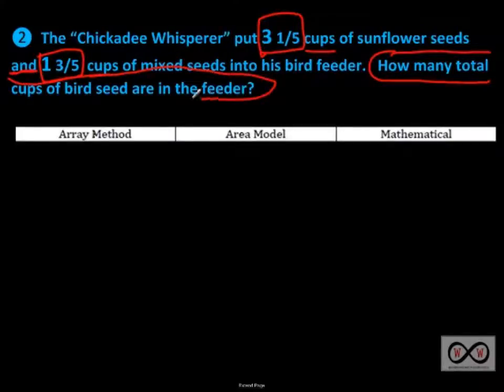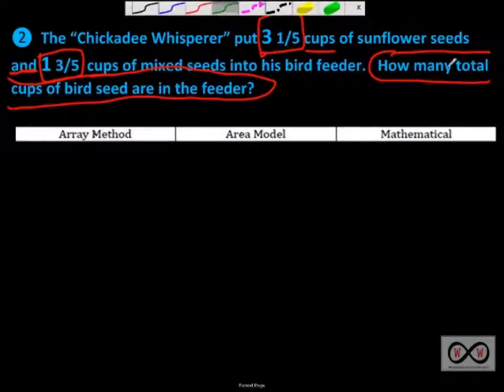It's not always the case, but it is in this case, and a lot of times it is. It's in the form of a question, and that is our math job. So what do we need to do? How many total? We have to figure out how many total cups of bird seed are in the feeder. Cups of bird seed, that would be a complete label, wouldn't it? Cups of bird feed in the feeder.